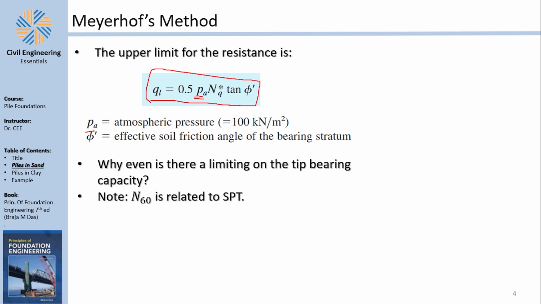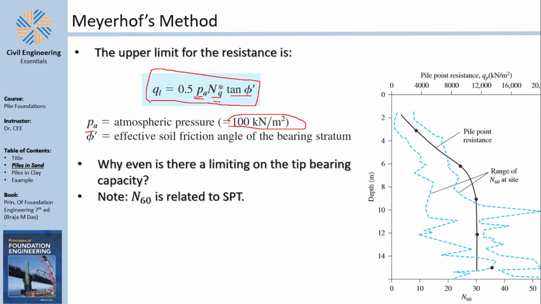PA is the atmospheric pressure at 100 kilonewtons per meter square, NQ is the factor you got, and tan phi is the tangent of the effective soil friction angle. So why is there even a limit on the tip bearing capacity? Well, it's because of tests on site.